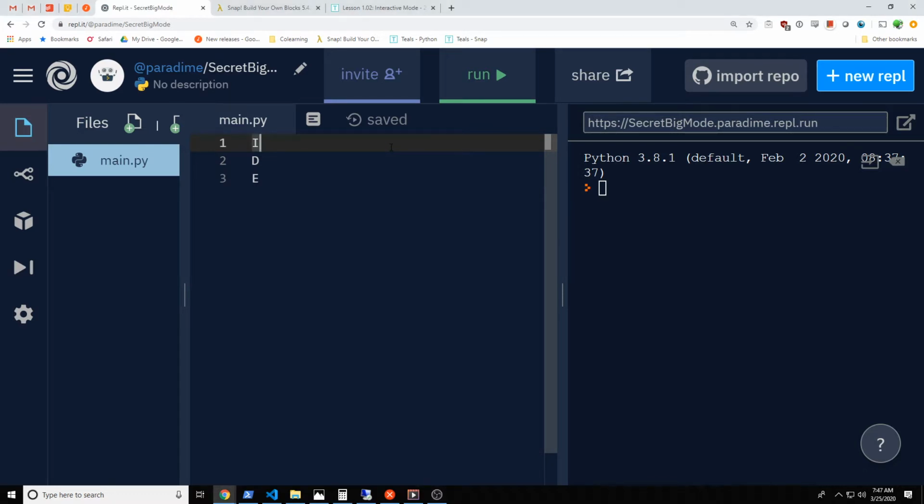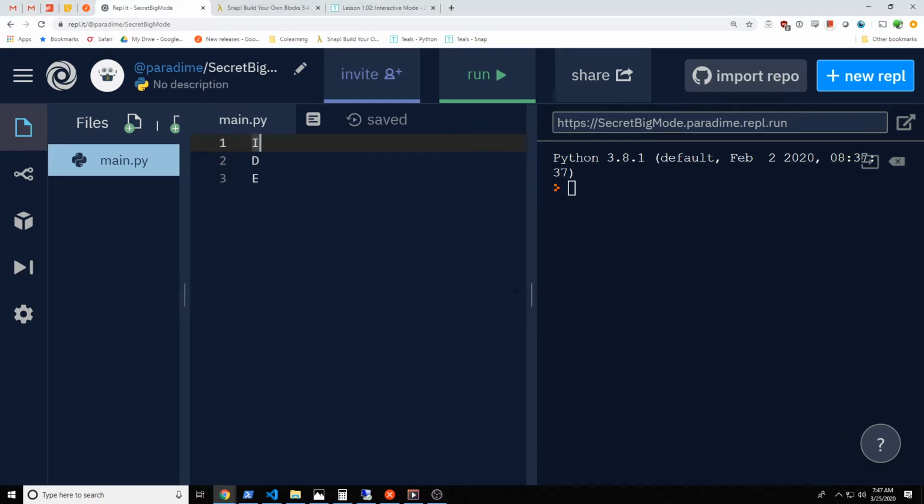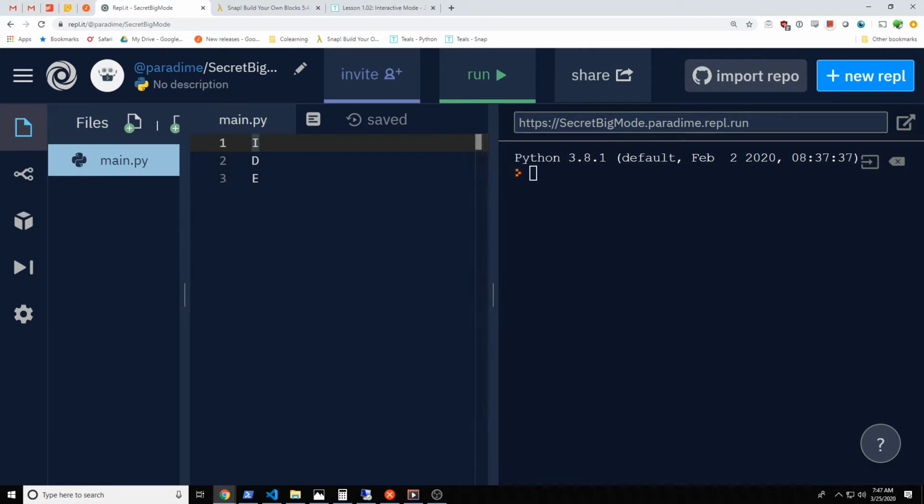So, today we're going to talk a little bit about the interactive mode. That's this bad boy over here on the right hand side. But before we jump into that, I want to talk about this program right here.